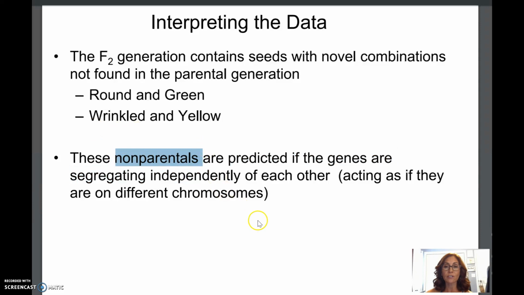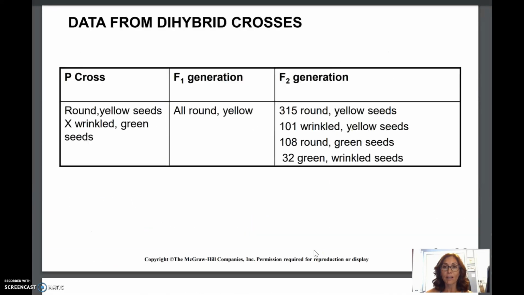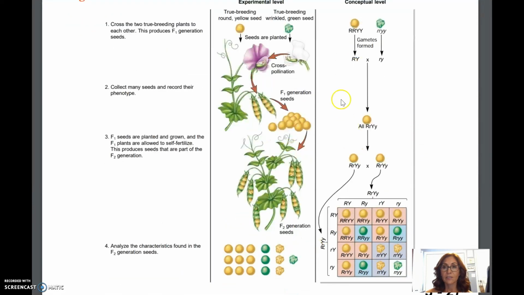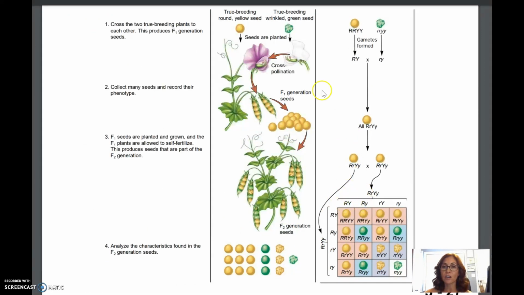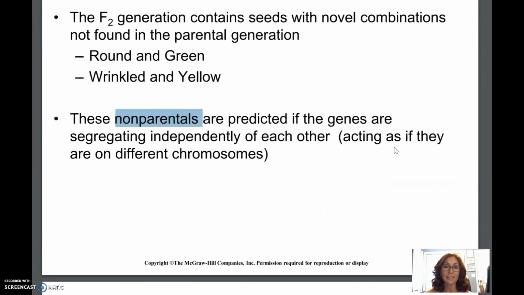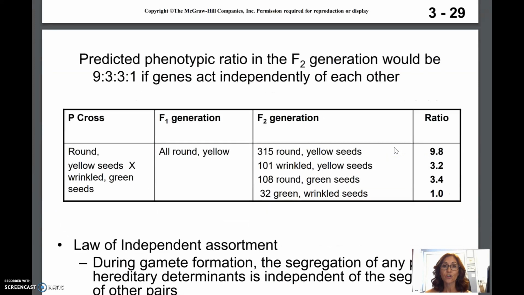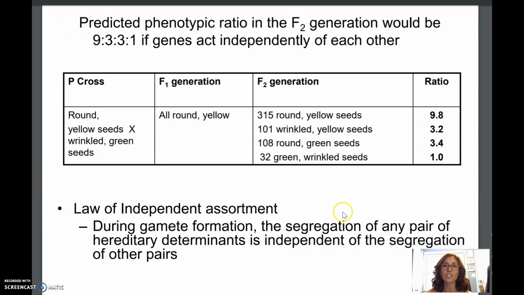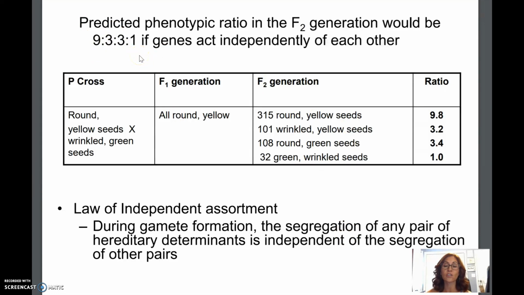And so these non-parentals would be predicted by using this Punnett square with this theoretical analysis. Fortunately for us, Mendel did that in the very beginning, so it's a lot easier to interpret nowadays. But the phenotypic ratio of the F2 generation, the 9:3:3:1, always ends up occurring if the genes are independent of one another. In other words, the wrinkliness and the color, seed texture and color, are not linked.